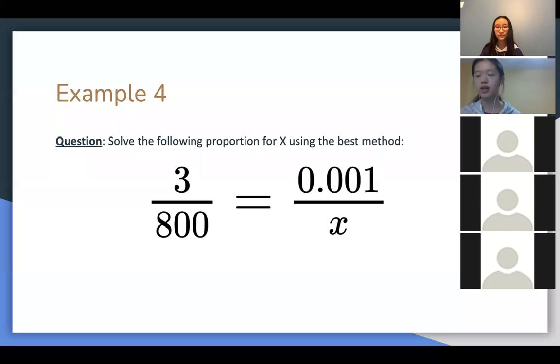Oh, and I think there's an issue with the problem. Wait a second. Yeah, pretend like it should be 0.01. So yeah, one of those zeros is gone.